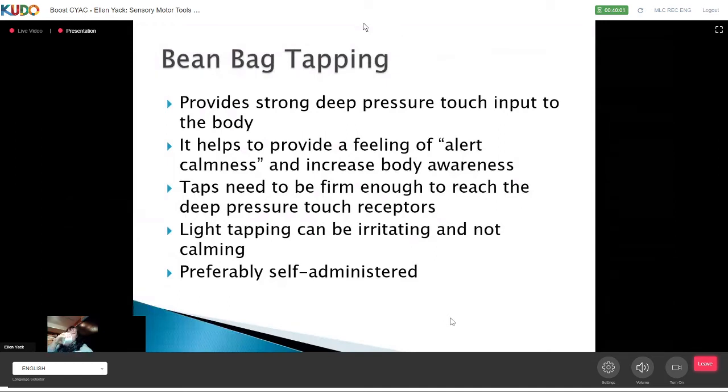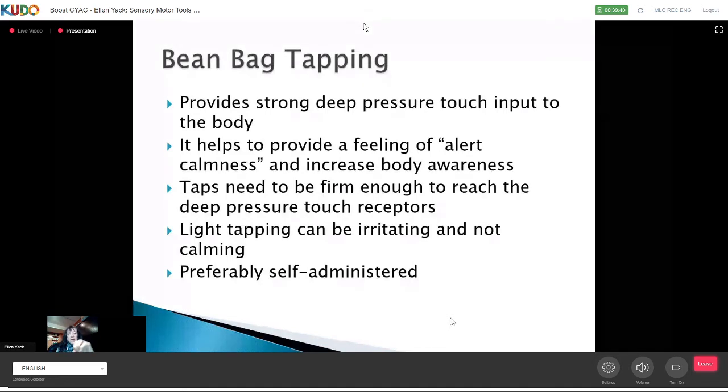So if you're anything arrhythmic, and we're going to talk about the nature of sensory input, but any type of rhythmic input is more calming and organizing to the nervous system, and arrhythmic is alerting to the nervous system. And you'll find many individuals who have high levels of anxiety really have difficulty doing anything rhythmically because their muscles are so tight. So beanbag tapping is a very useful strategy.